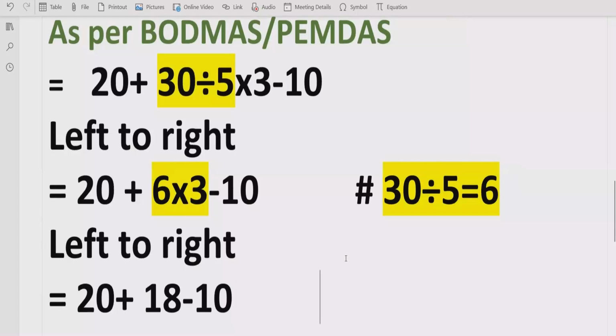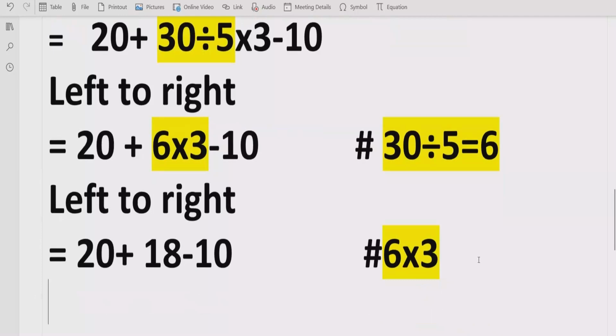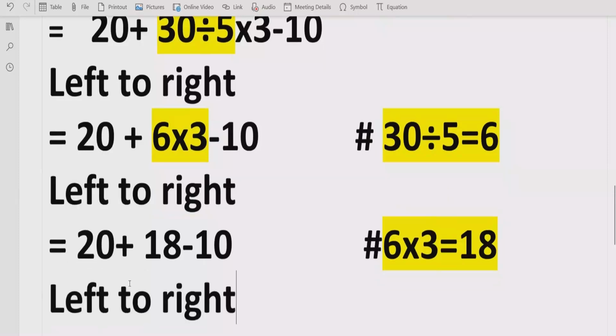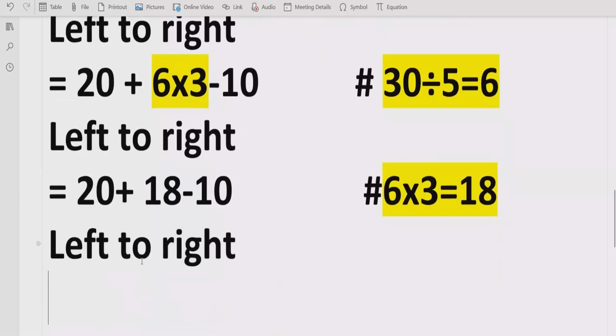Here we will give the reference for the step we are solving: 6 times 3 is 18. Now, again, we go left to right and look for multiplication and division. Now our expression does not contain any multiplication or division, so we move forward and look at addition and subtraction. Going left to right, we see we have this addition first, 20 plus 18, which is 38, because 20 plus 18 equals 38.